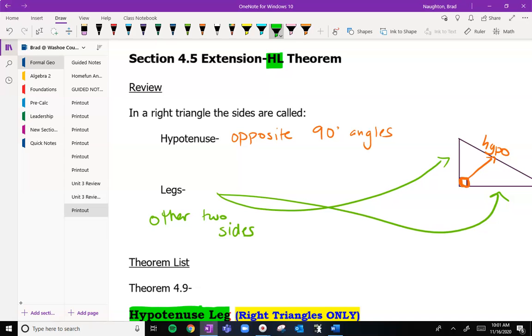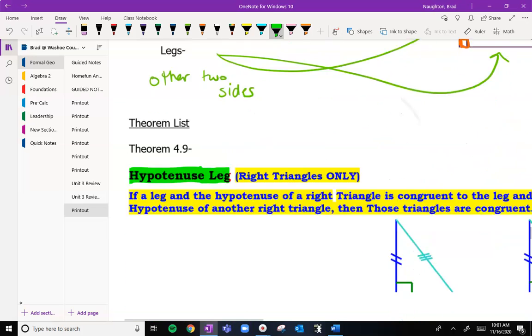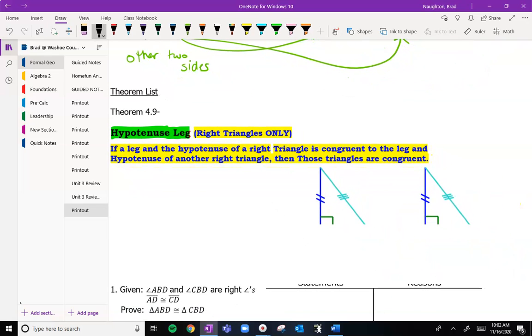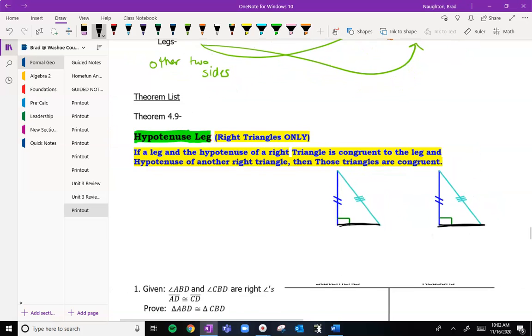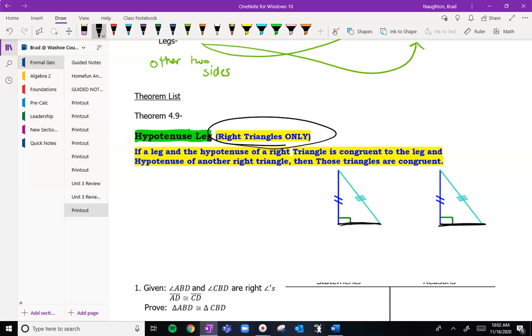Since we're trying to prove triangles congruent, the idea is that we can have a hypotenuse and one of the legs. That's what our theorem says here, so go ahead and hit pause. Again, this is hypotenuse leg, which is for right triangles only. You need to have your hypo, and then one of the legs. It doesn't matter which one. Angle, side, side only works when it is HL.